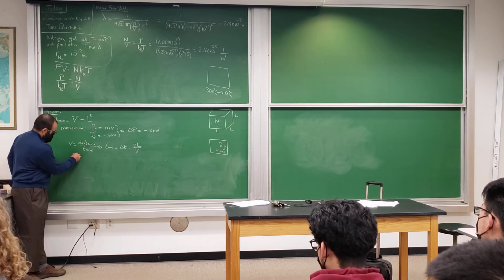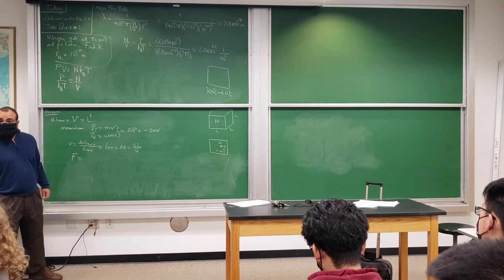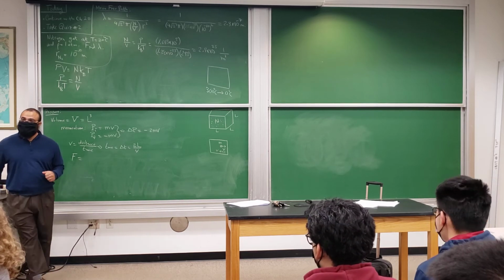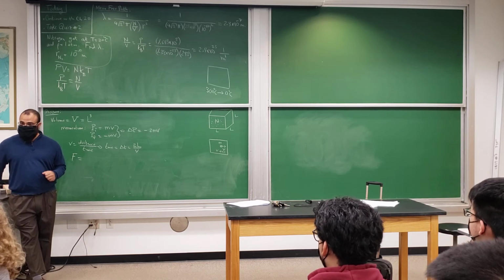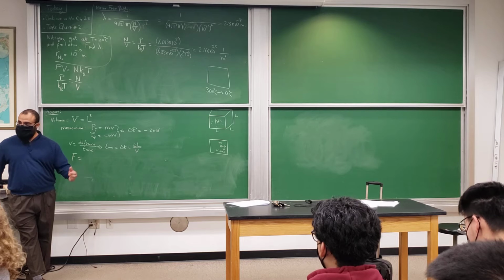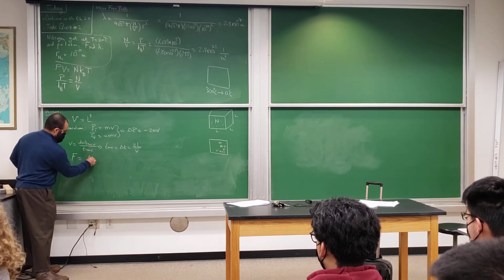Force is what? F equals ma. And in terms of momentum, it's the derivative of momentum, dp/dt, or the change in momentum over time. On average, it's about delta p over delta t. Change in momentum over time.